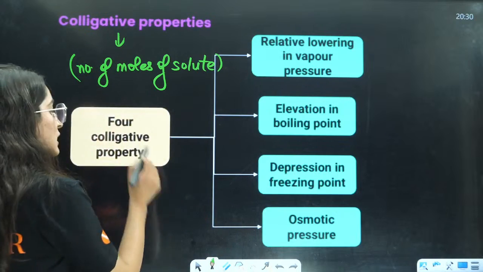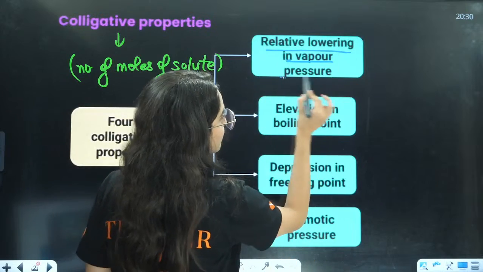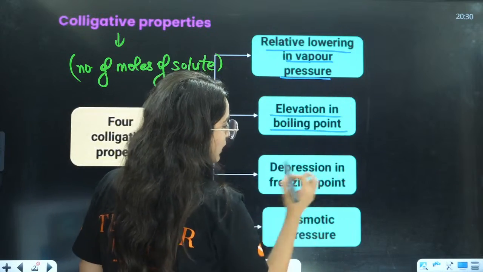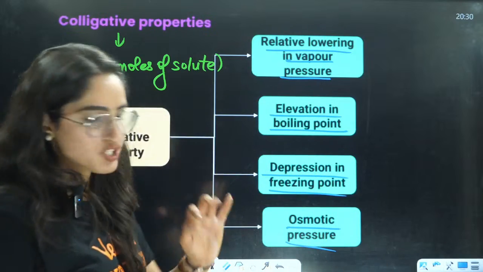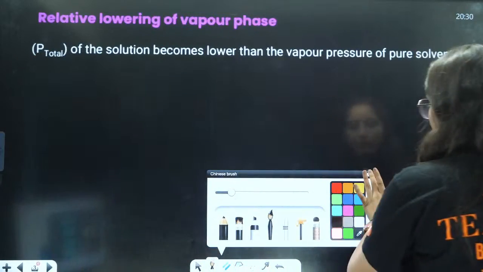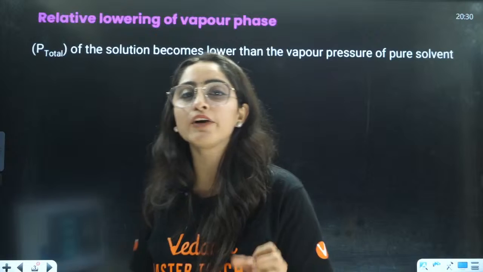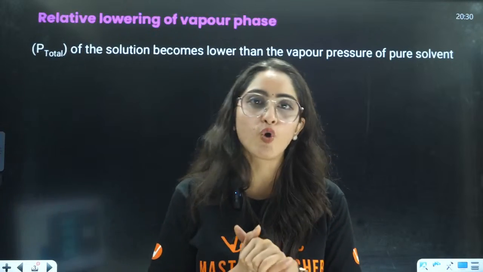Now, there are basically 4 colligative properties. First is relative lowering in vapor pressure. Second is elevation in boiling point. Third is depression in freezing point. Then you have osmotic pressure. So one by one, we will talk about all the properties. First property is relative lowering in vapor pressure, right?